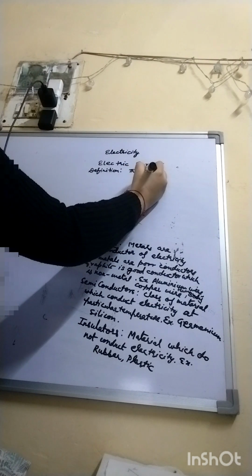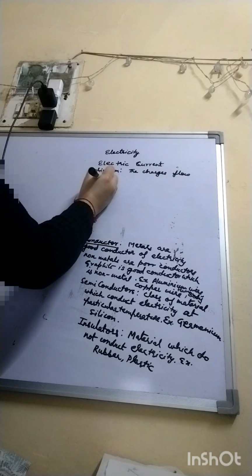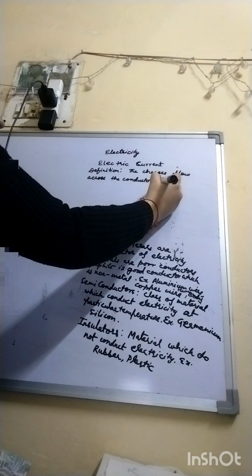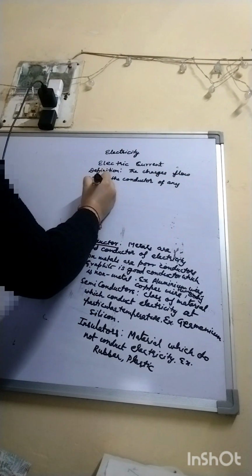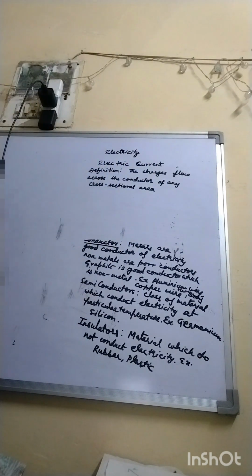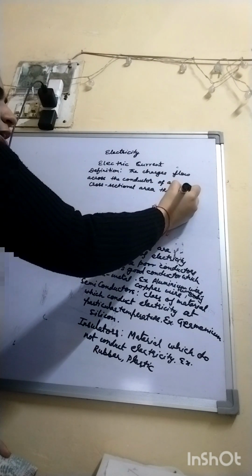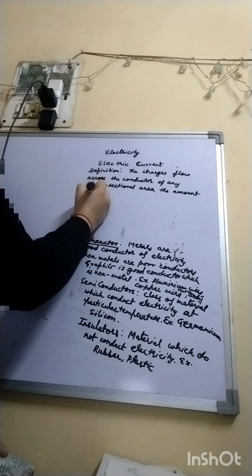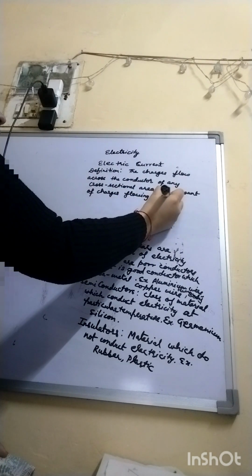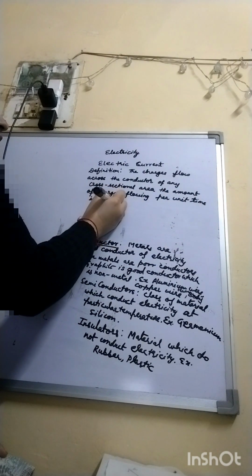When the charges flow across the conductor of any cross-sectional area, the amount of charge flowing per unit time is called electric current.